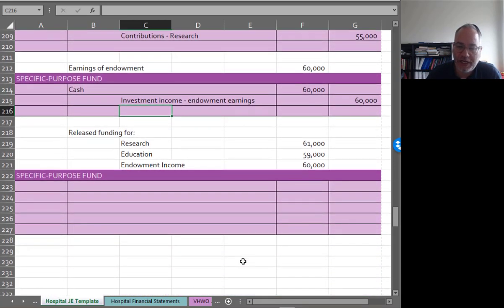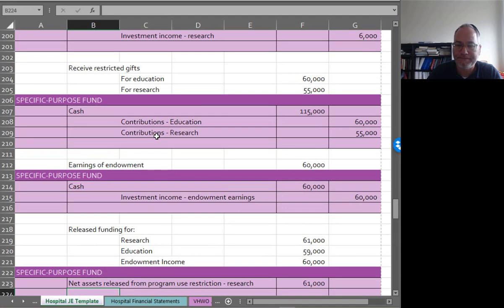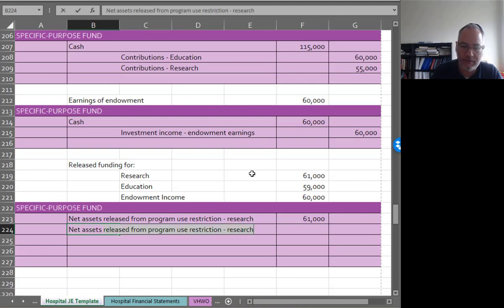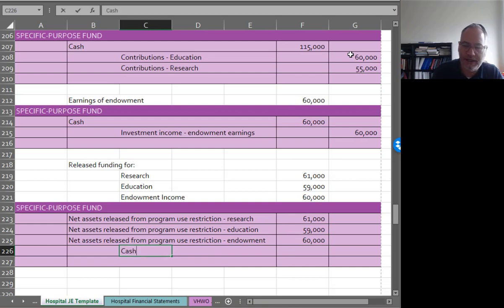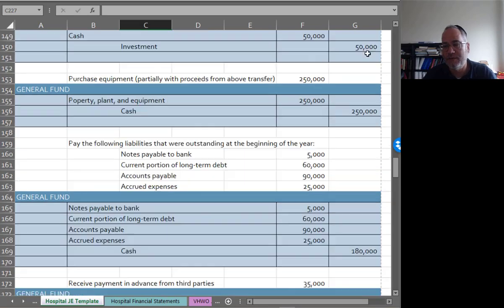So now we release the funding for research, education, and endowment income. The journal entry would be net assets released from program use restriction. And what you do here is you write whatever the restriction is. Research is $61,000. So that would be, I guess, this $55,000 and some other money. Education is $59,000. And again, that's the $60,000. I guess they only decided to release $59,000 of it, whatever. It's $60,000. And then cash is $180,000.